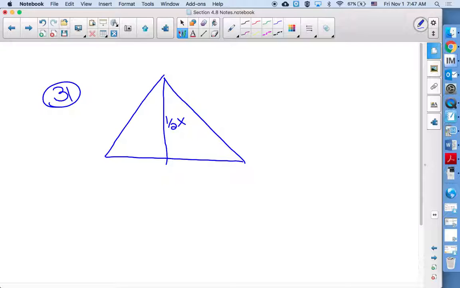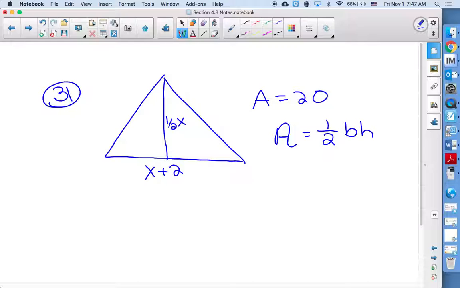Michael, is the base x plus 2? Yeah. And the area is 20? Yes? Do I have it right? Trying to go from memory here. Good. So this problem wants you to find the value of x when we know the area of a triangle is 20. Michael, we know that the area of a triangle is equal to? Yeah, so 1/2 base times height.